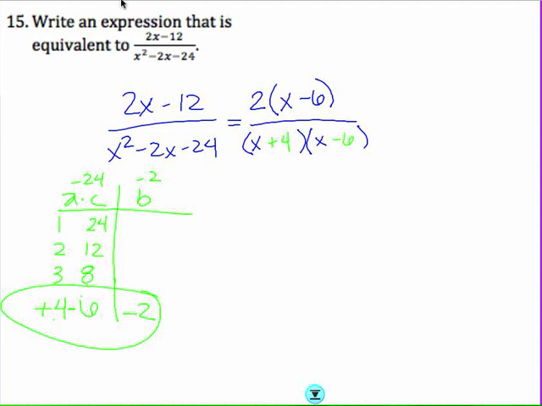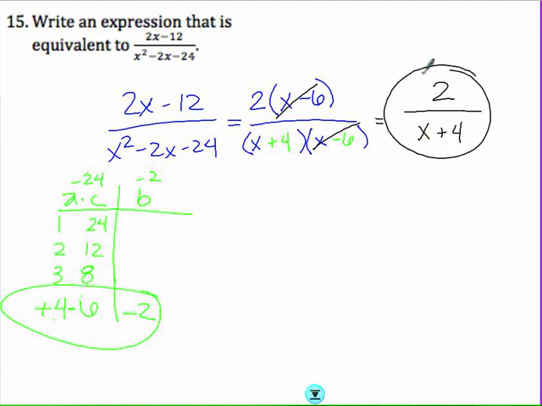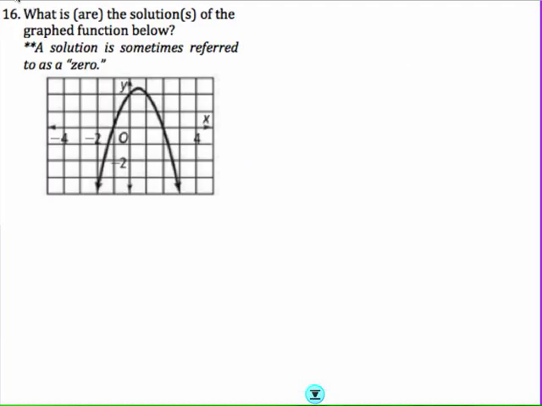Once we do this, we can see the numerator and the denominator have something in common, right? They have this x minus 6. So a simplified version of this expression that would also be equivalent would be 2 divided by x plus 4. That was the answer I was looking for on that one.